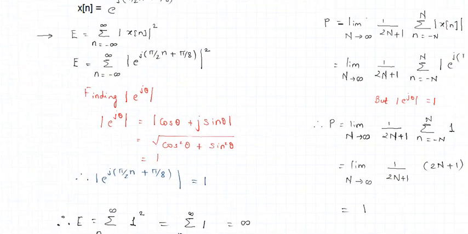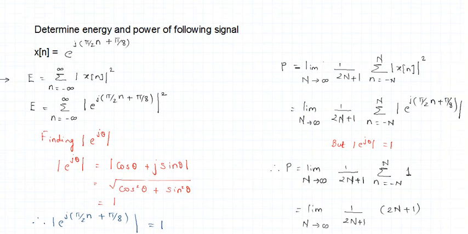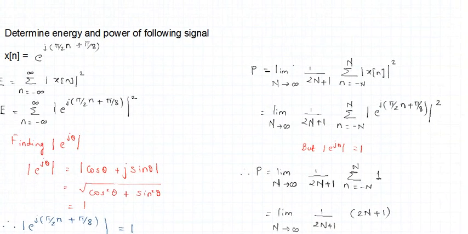The problem says that we need to find the power of the signal also. So let us now proceed to find the power of the signal. The given signal is a DT signal. So the power equation is the limit as N tends to infinity of 1 by (2N plus 1) times the summation from n equals minus N to N of the mod of x[n] square. Using this power equation, we replace x[n] by e raised to j(pi by 2 n plus pi by 8), the mod square of it.